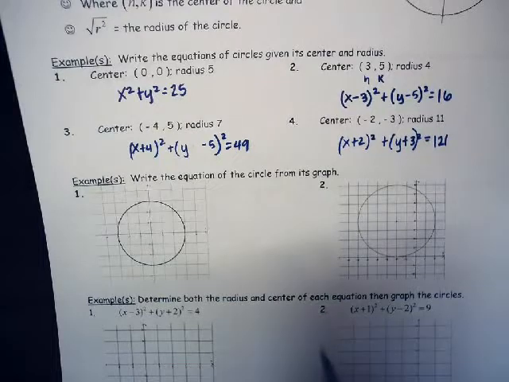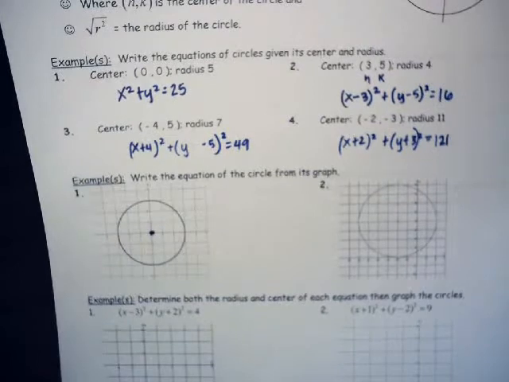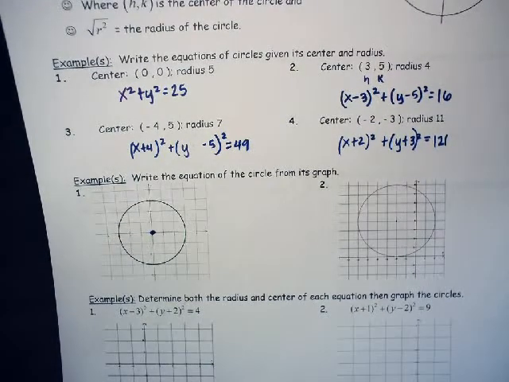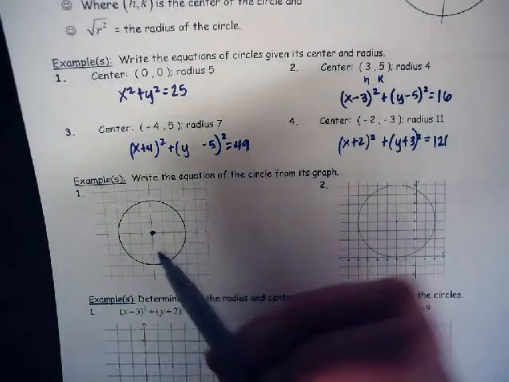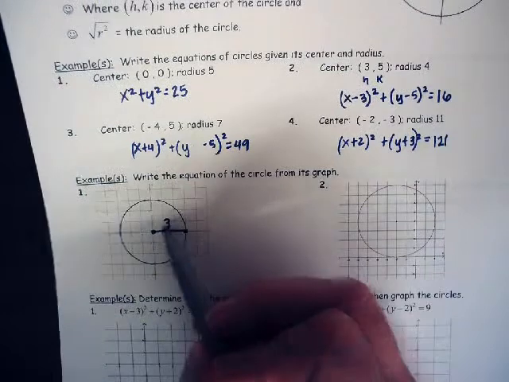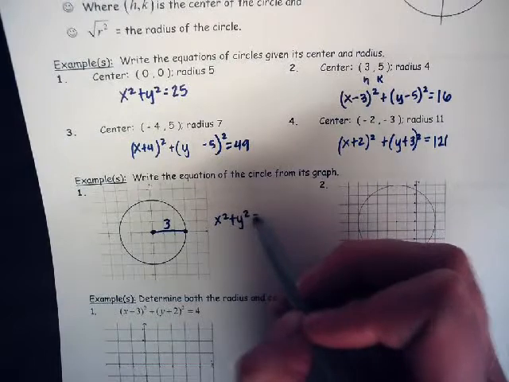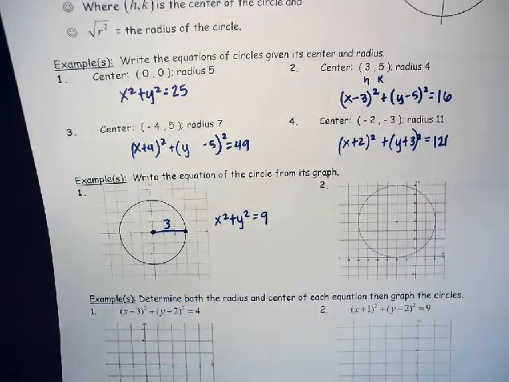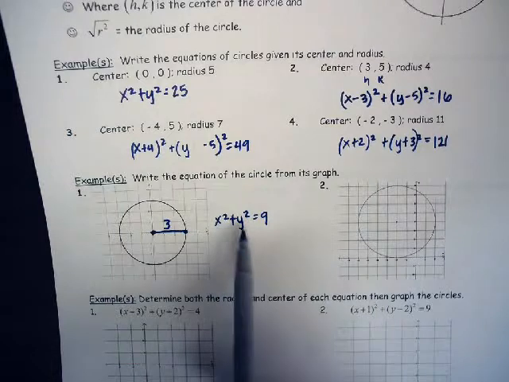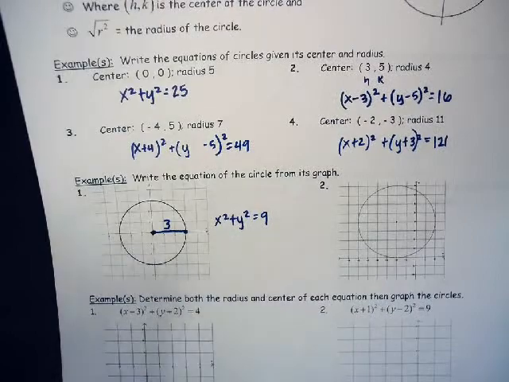So now we're going to look at some graphs, and we're going to write the equation of the circle by looking at the graph. So let's first look at this one. The center of the circle is at the origin, at 0, 0. So all I need to know then is the radius. And it's 1, 2, 3. So it's a radius of 3 right there. So my equation, since it's at the origin, would just be x squared plus y squared equals 9. I could put (x minus 0) squared plus (y minus 0) squared, but that's really unnecessary. It would just get me right back to this step.